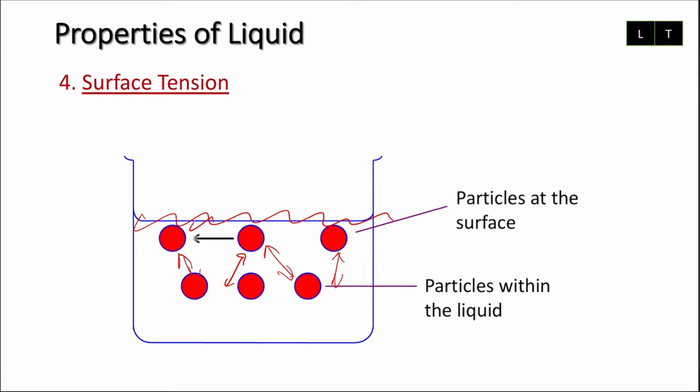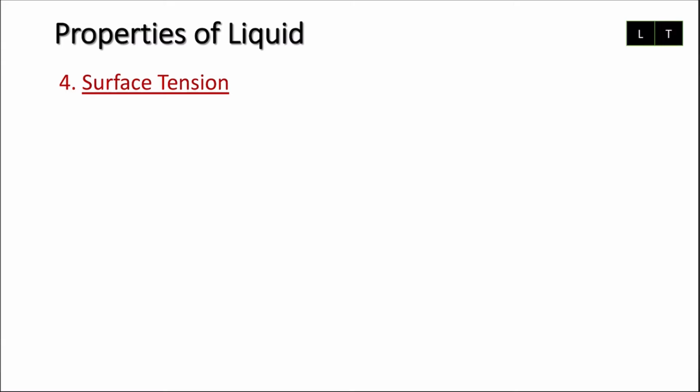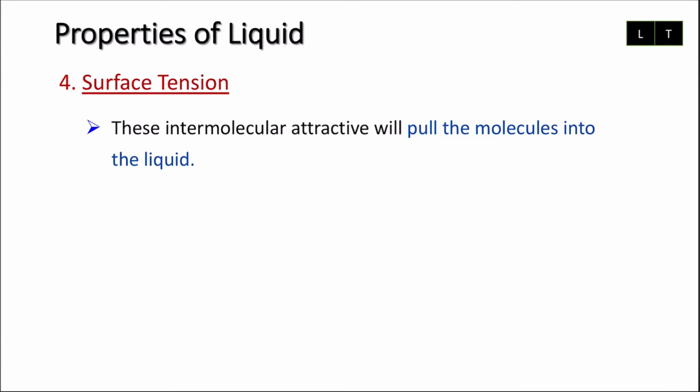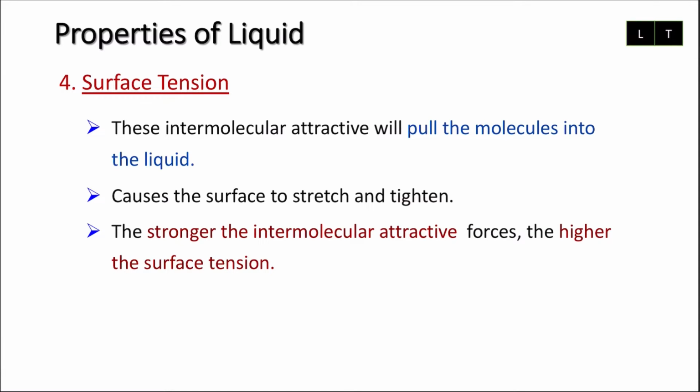So attractive forces ini akan pull the molecule. Okay, so you can see from there. And then what happen right now, bila dia pull molecules into the liquid, dia menyebabkan surface to stretch and tighten. Jadi di sinilah surface tension telah berlaku, dan kita boleh relate sekiranya molekul itu mempunyai stronger intermolecular attractive forces, maknanya the surface tension increases. Dan macam mana nak dapatkan stronger intermolecular forces?